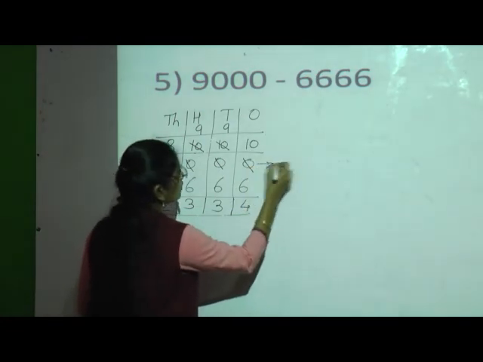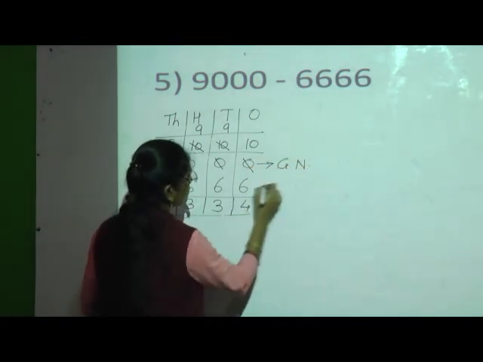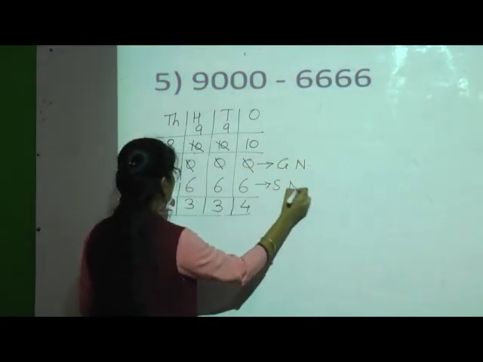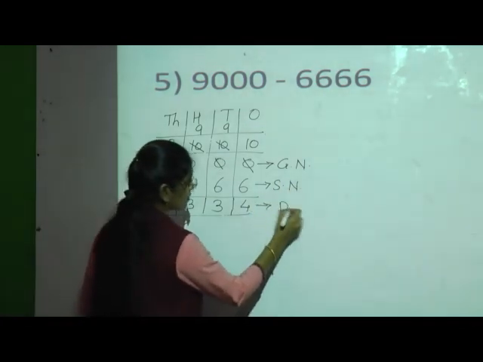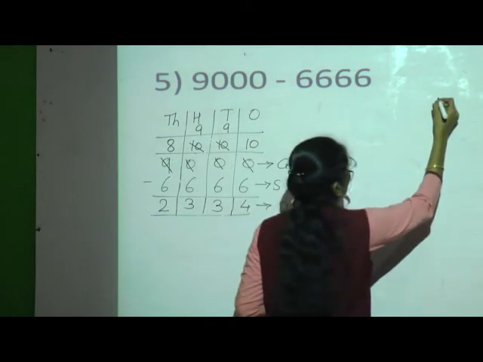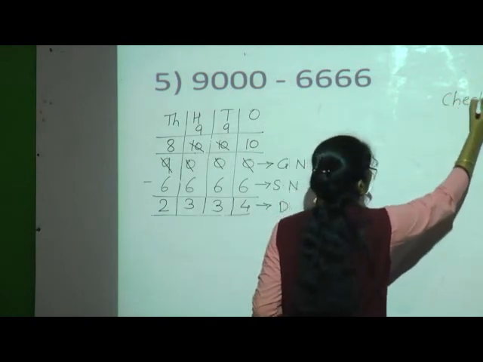See, this is the greater number. What is the smaller number? This is the smaller number, 6666, and this is the difference. Now check the answer by addition. Check the answer. What is the difference?